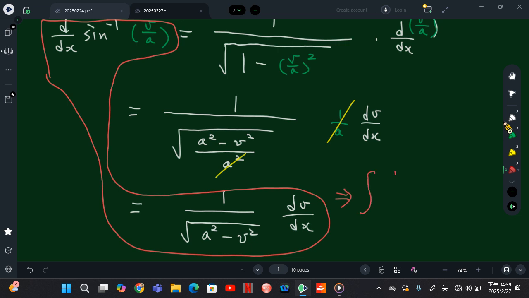Right? So if we have this one, then we can get, when we integrate 1 over the square root of a squared minus v squared dv, it will be arcsine of v over a plus c. So it's an indefinite integral, right? Let me just emphasize that again. When you differentiate this part, you can get this one. So that means if you integrate this part, then you can get back to this one. Okay, so then we can have this one.